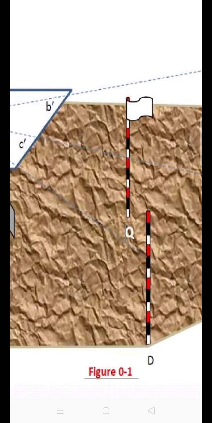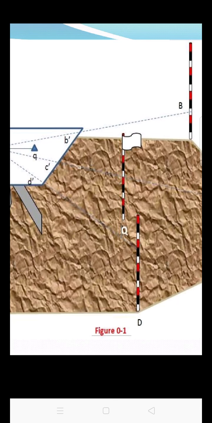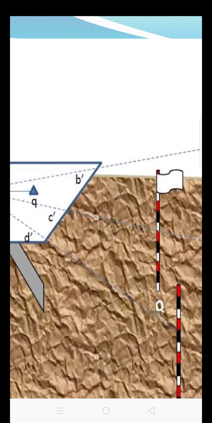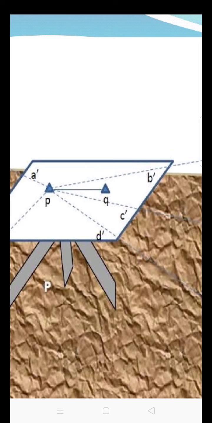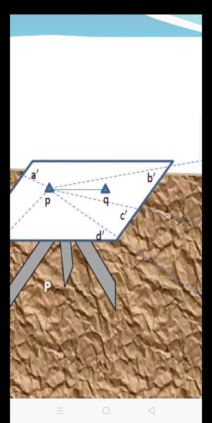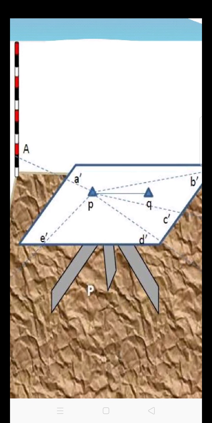And the same procedure is repeated. That is, firstly carry out all the temporary adjustment at station Q: setting up, leveling, centering, and the extra temporary adjustment. As the stations are more than 2, you have to carry out the orientation, that is, the line parallel on the ground should be parallel to the paper, that is PQ, which is already drawn.